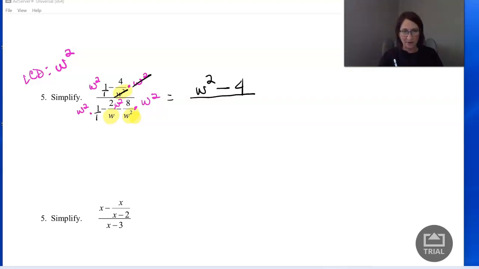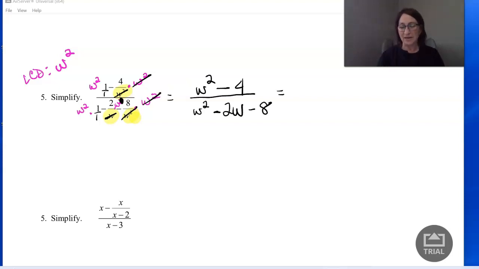In the denominator, I've got right here a w squared times 1, which is just w squared. And then a minus sign. And then our middle term, I've got 2 times w squared over w. So the w in the denominator goes away, and one of those 2 w's goes away. So I just have minus 2w. And then lastly, I've got minus, my w squareds reduce, so minus 8.